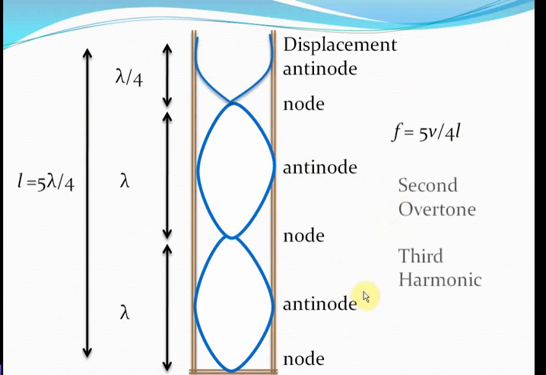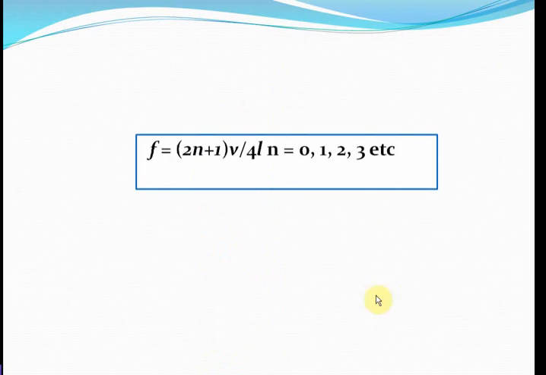So if we look at the frequency in each case resulting in a harmonic, we see that the frequency is 2n plus 1 V by 4L. For example, when you put n equal to 0, we get V by 4L. When you put n equal to 1, we get 3V by 4L. When we put n equal to 2, we get 5V by 4L. So you can see that if you put any odd number here and multiply it by V by 4L, that will give you the frequency at which standing waves will be created in a closed organ pipe.